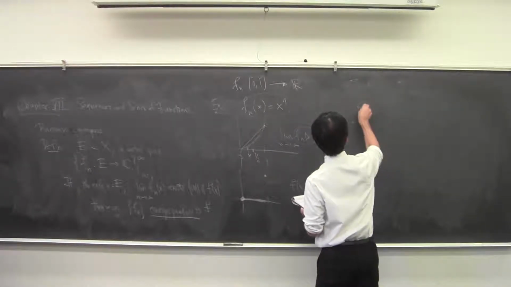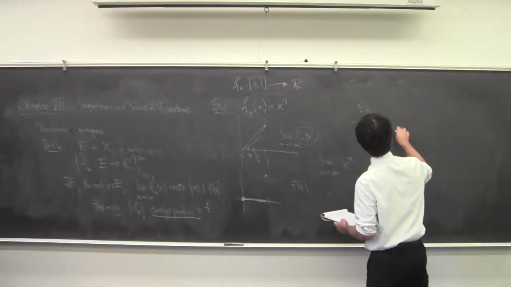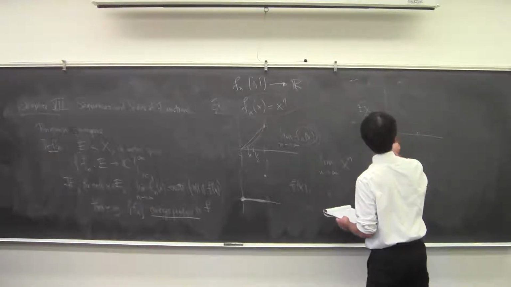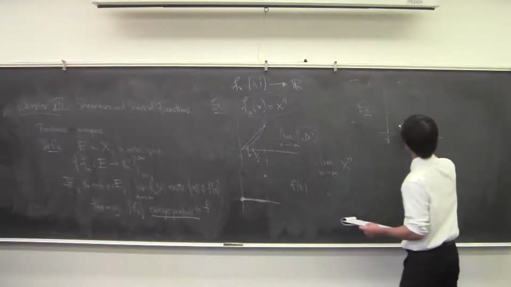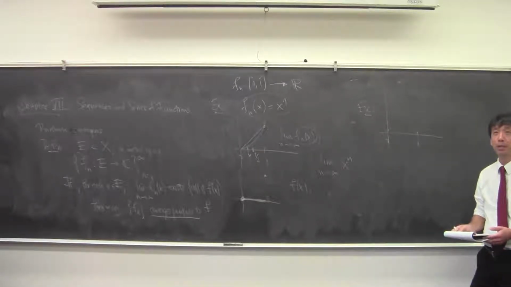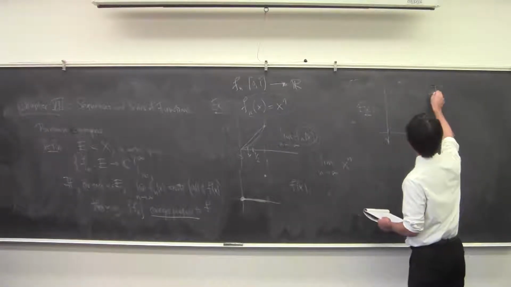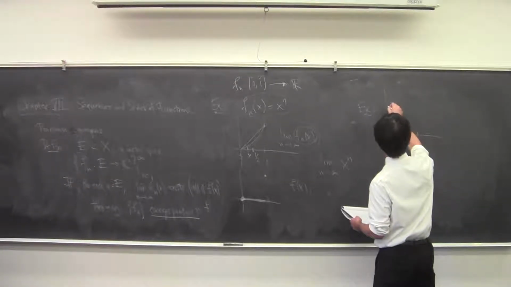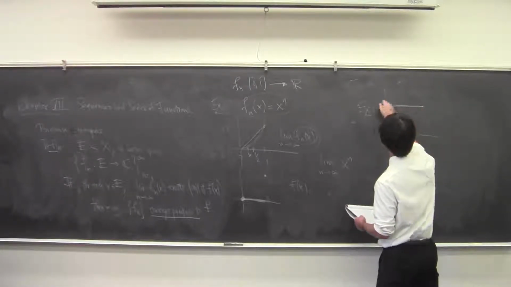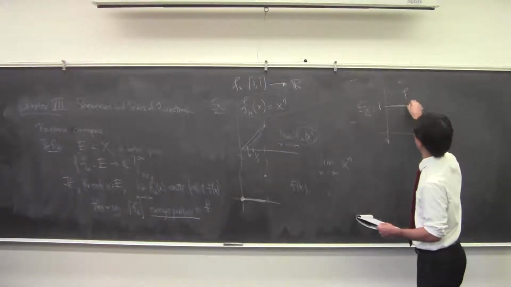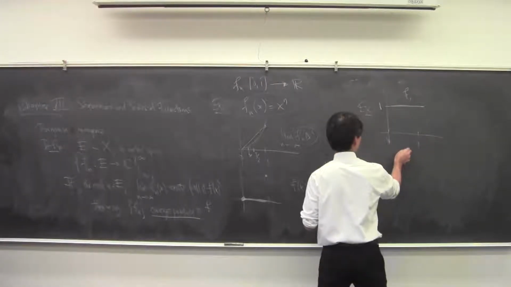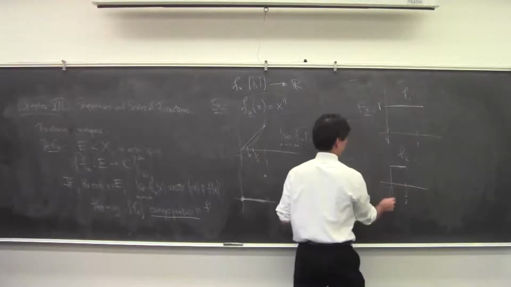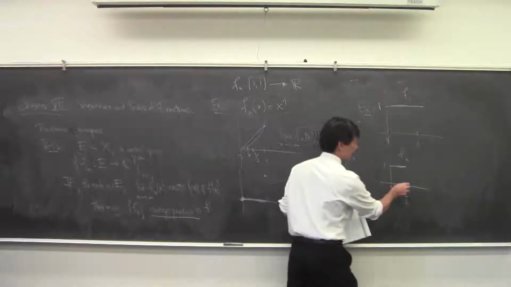Let me give another example. We're going to define another set of functions on [0, 1] in a funny way. F1 is going to look like this. F1 is this constant function at the height of 1. F2 is going to be this guy. It goes from 0 to a half, has a height of 1, and then it's 0 elsewhere.